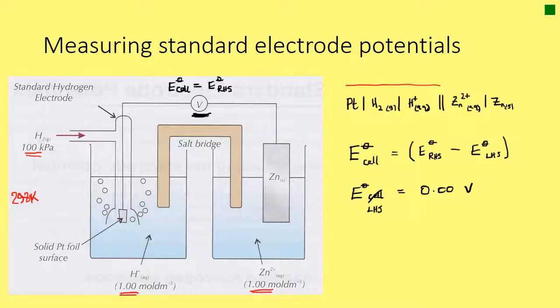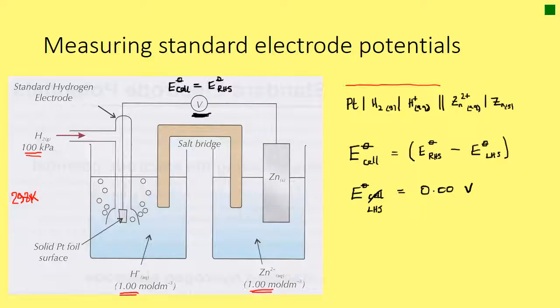So just to be clear, what we're going to do here is measure the standard electrode potential of zinc, of the zinc half cell. Firstly, let me point out that the zinc solution here is 1 molar, and the hydrogen solution in the standard hydrogen cell is also 1 molar. And you notice that the pressure that the hydrogen is being pumped in at is 100 kilopascals. So we've got standard pressure and standard concentrations, and we're doing this at 298 Kelvin, so standard temperature as well.